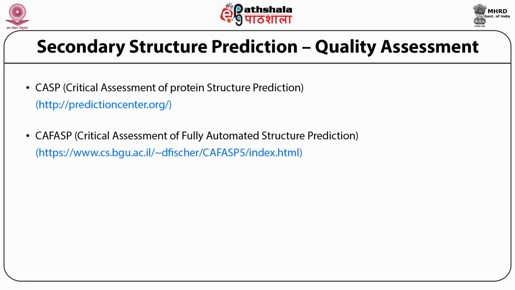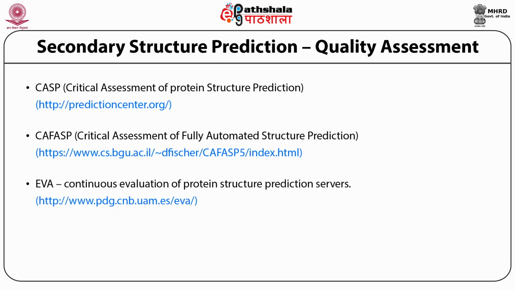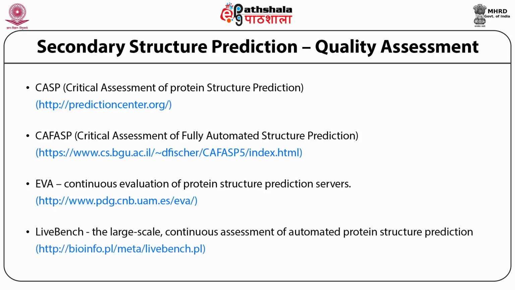In contrast to CASP and CAFASP, EVA is an automated secondary structure assessment server that evaluates the performance of several secondary structure prediction servers in a regular manner. But EVA can only evaluate prediction techniques that are automated in the form of servers. LiveBench is another popular benchmarking system which does large-scale continuous assessment of automated protein structure prediction programs.